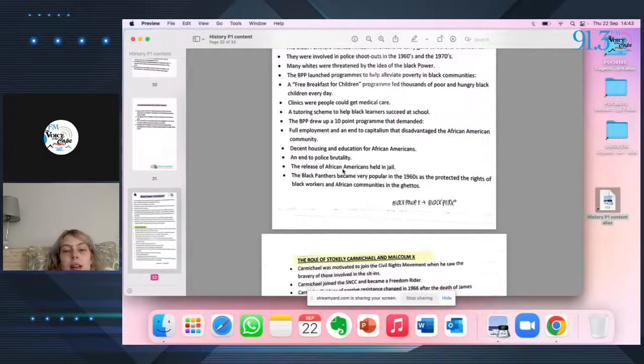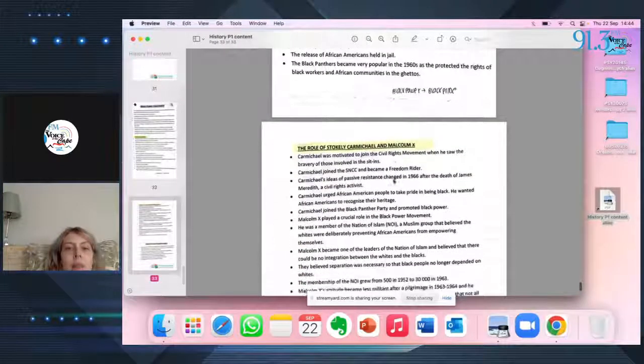Americans held in jail, and the Black Panthers became very popular in the 1960s as it protected the rights of Black workers and African communities in the ghettos where they were vulnerable to police brutality and police attacks.